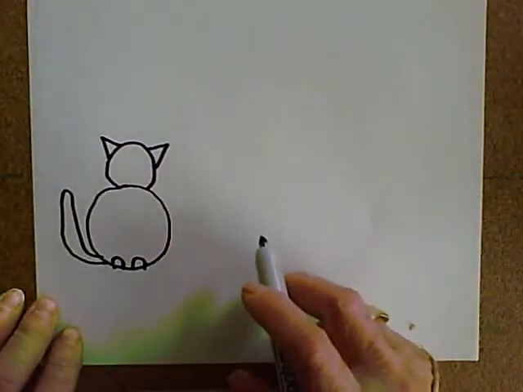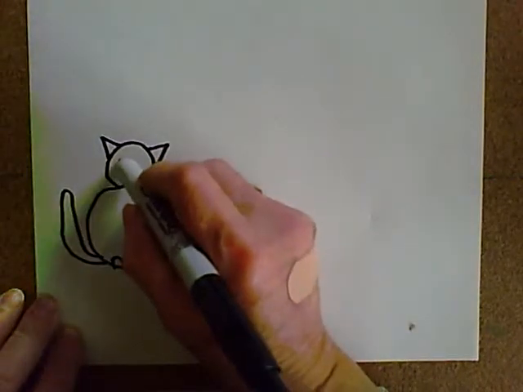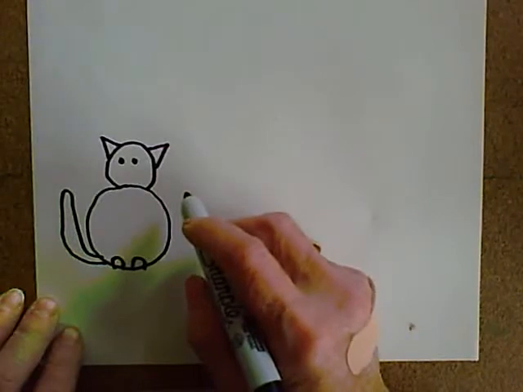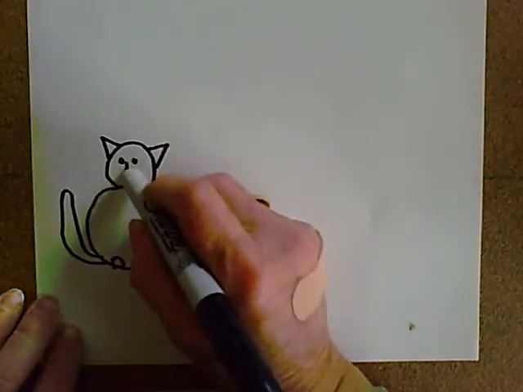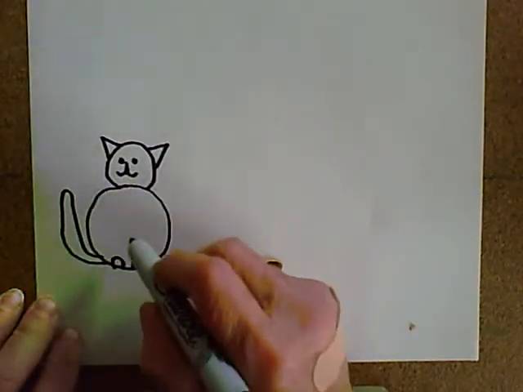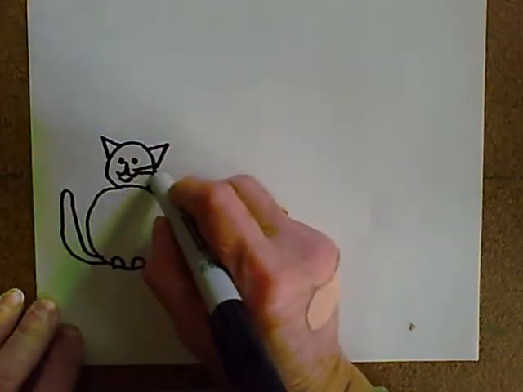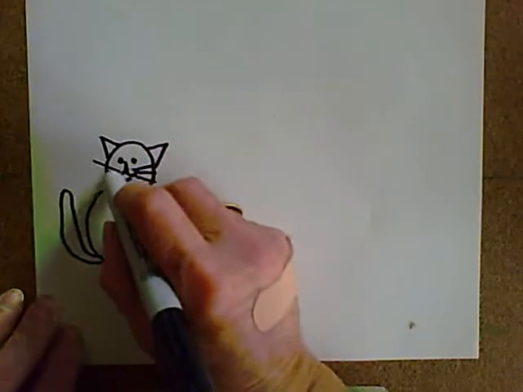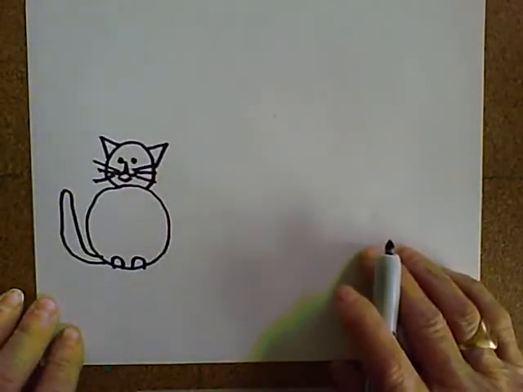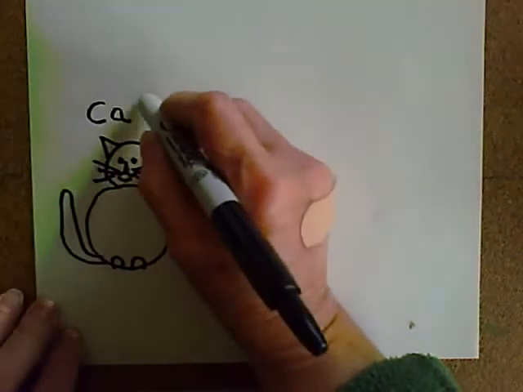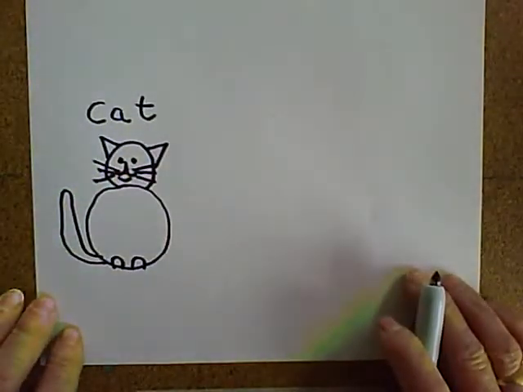And we're going to do his face. We need two eyes. And we're going to come down here and make a little face on him. Go like this. Now put some whiskers on our cat. And there's our very, very simple C-A-T, cat.